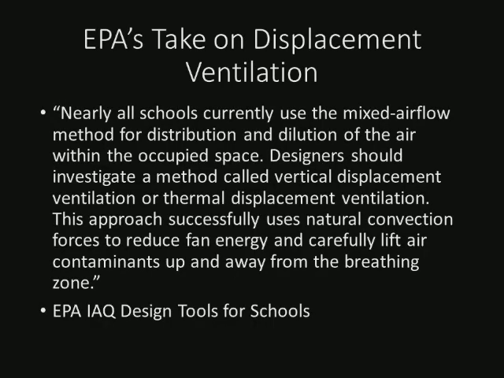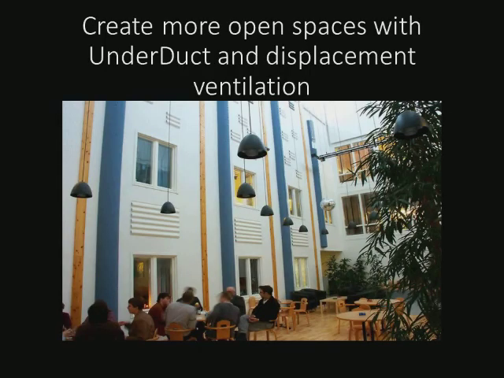EPA's study came to a similar result, showing that if you're using a displacement ventilation system, you're naturally lifting the air contaminants up and away from the breathing zone, creating a cleaner environment. So this means with displacement ventilation, as you can see in this area, we can create much higher ceilings and things of that nature without worrying about increased cooling load. Again, we're only concerned with cooling the first 6 to 7 feet because that's where the people are. That's where people are breathing the air.